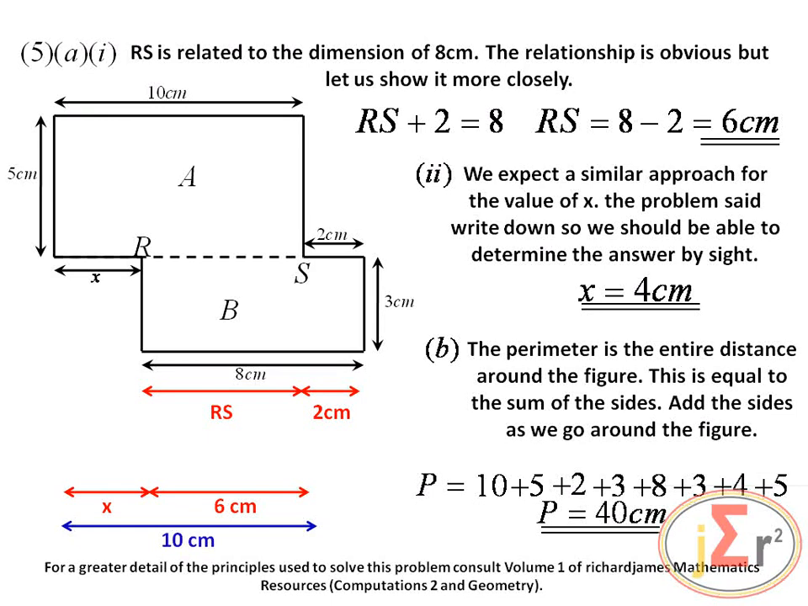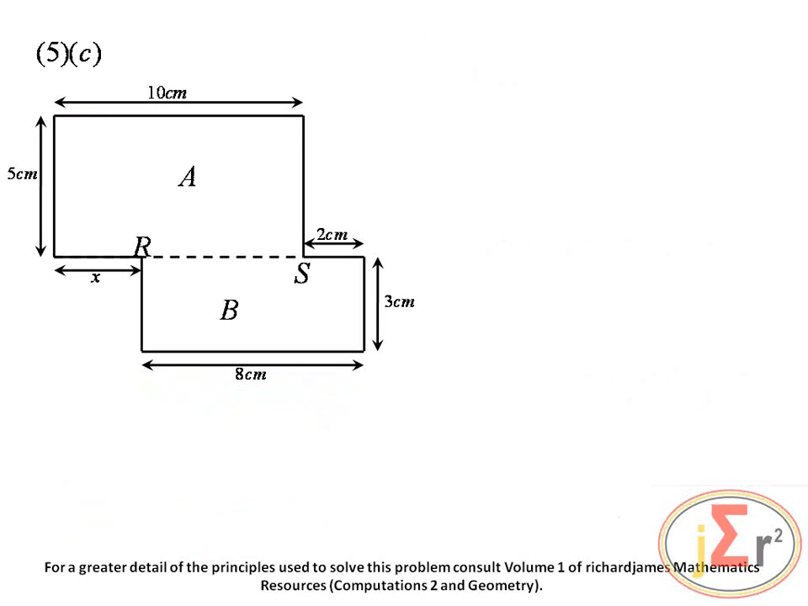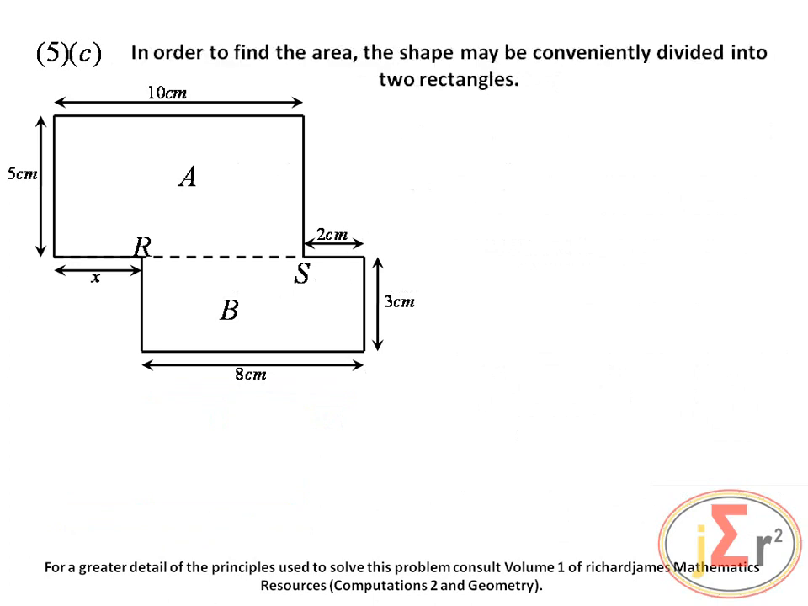Section A of the floor is to be covered with flooring board measuring 1 meter by 20 centimeters. How many flooring boards are needed for covering section A? In order to find the area, the shape may be conveniently divided into two rectangles.